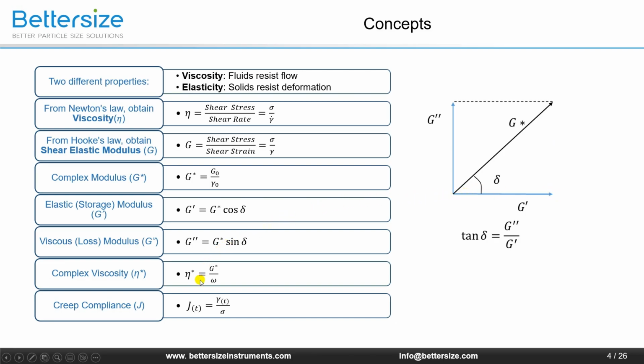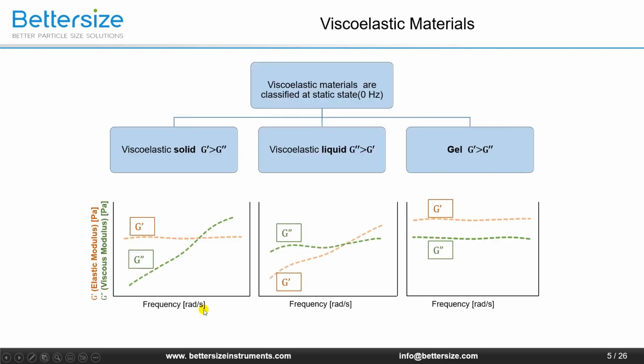For a viscoelastic material, the complex viscosity eta star is the complex modulus of the system over the angular frequencies, and the creep compliance, which we have defined as J, is the shear strain divided by the shear stress loading over time. As we all know, viscoelasticity is the property of materials that have both viscous and elastic properties when they are deformed. In a static state, which means the frequency is 0 Hz, we can classify viscoelastic materials into 3 typical types: viscoelastic solid, viscoelastic liquid, and gel.